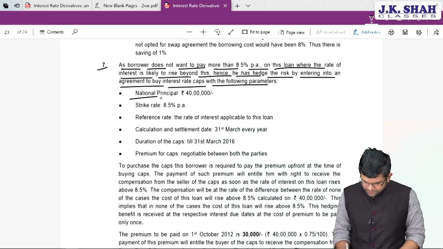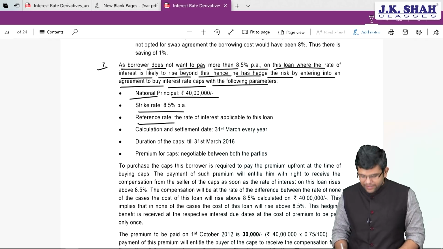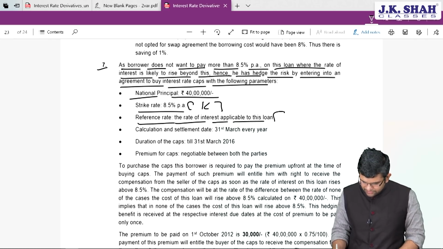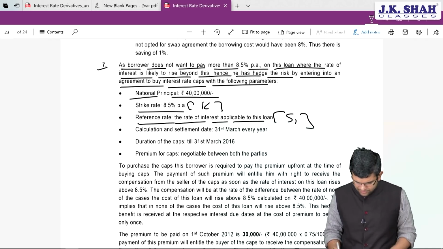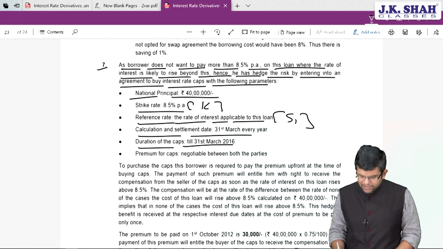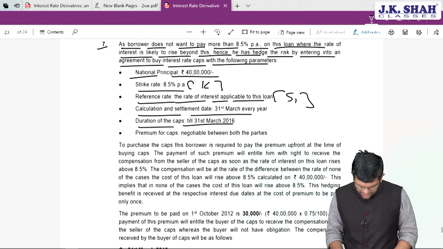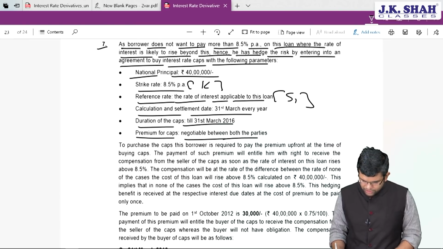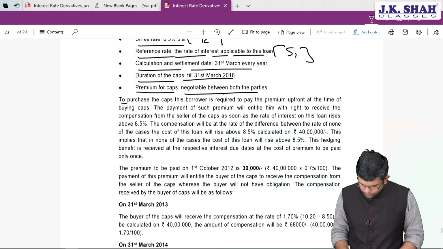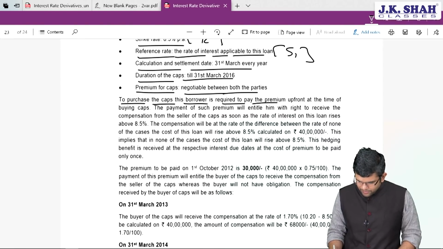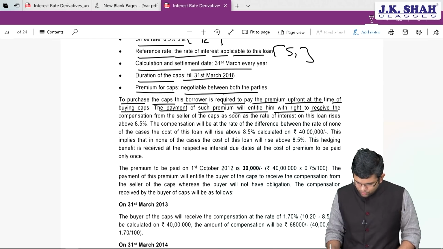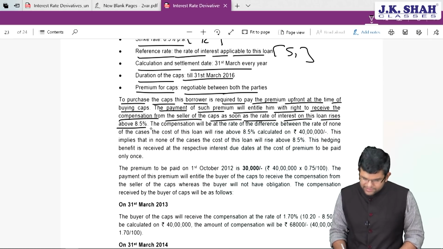So notional principal, as written by ICAI, is notional 40 lakh, strike rate 8.5. This is K, I hope you understand. We'll be comparing it with the S1, the rate of interest applicable in the spot market. Calculation and settlement date is 31st March every year. Duration of the cap is till 31st March 2016, and the premium for the cap is negotiable between both parties. To purchase the cap, this borrower is required to pay the premium upfront at the time of buying the cap. The payment of such premium will entitle him to the right to receive compensation from the seller of the cap as soon as the rate of interest on this loan rises above 8.5%.